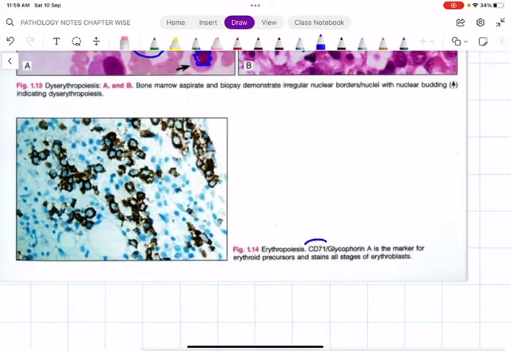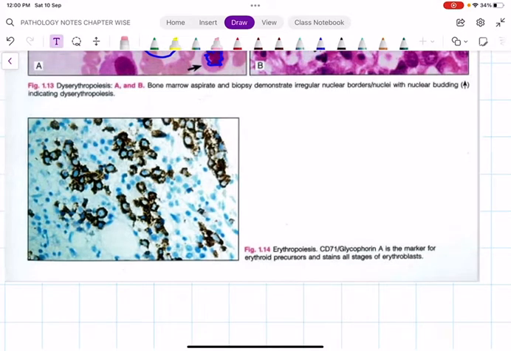I told you the two markers: CD71 and glycophorin A. Glycophorin A is also called CD235A. Just remember this point. All these are very important. I can't skip any point because you can get any sort of MCQs from hematology. Hematology is a very vast topic, so I am trying my best to cover each and everything. So this is CD71 and glycophorin A.